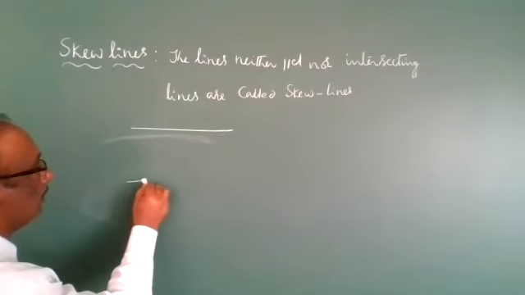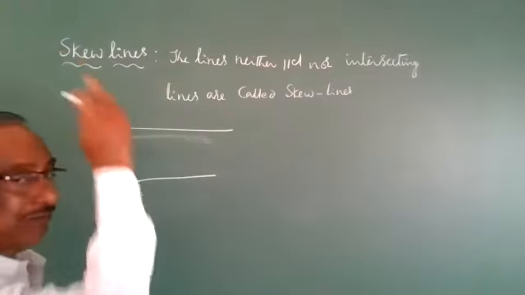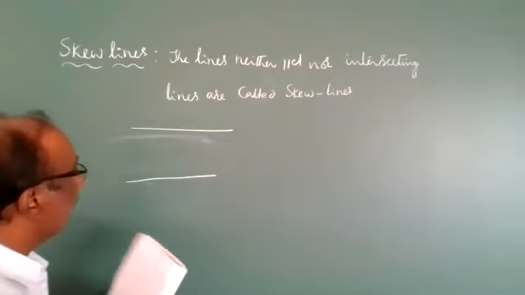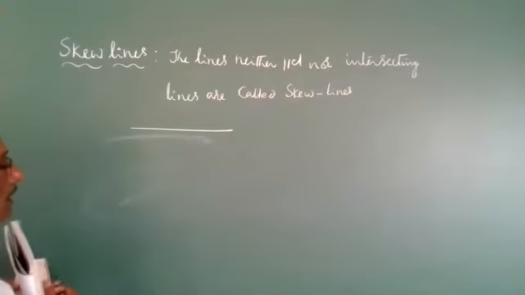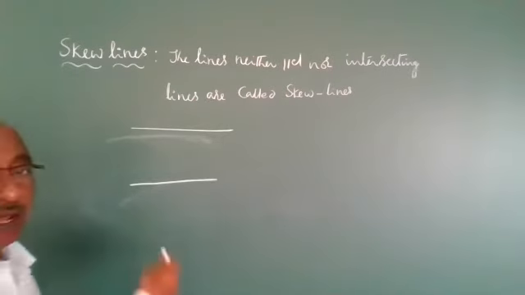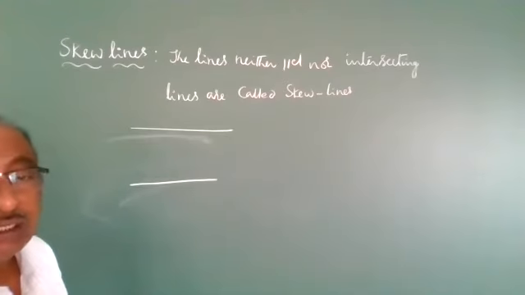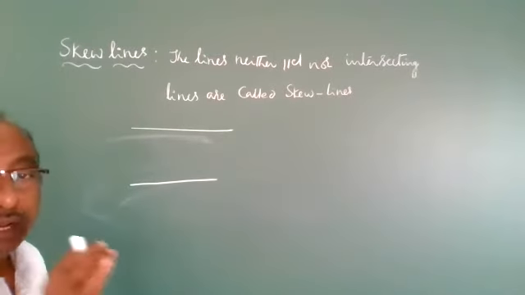One more line I am going to draw. These two are intersecting at an infinite point. So these two are intersecting at infinite point. These are not parallel, not intersecting, and therefore not perpendicular. These lines are called skew lines.